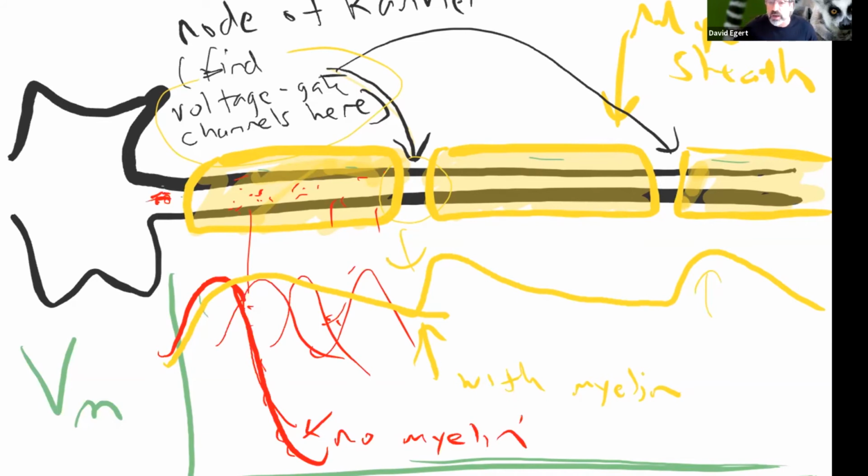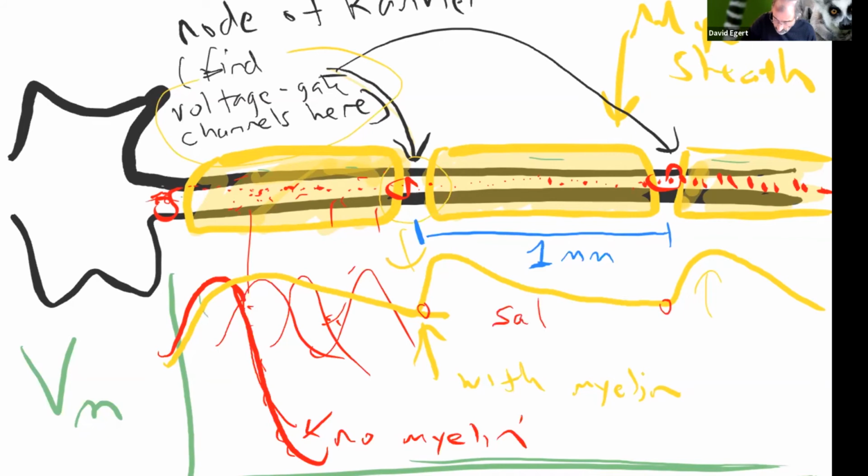But notice what's going on here. And I should also mention, these nodes of Ranvier are about 1 millimeter apart. So pretty far apart. So instead of having to regenerate, like go, go, go, go, go, go, and so on, that would be without myelin. Instead, it's like boom, boom, boom, boom. It's just jumping from node to node, happening way faster. They call it saltatory conduction because the signal just jumps from node to node. Saltare is to jump.